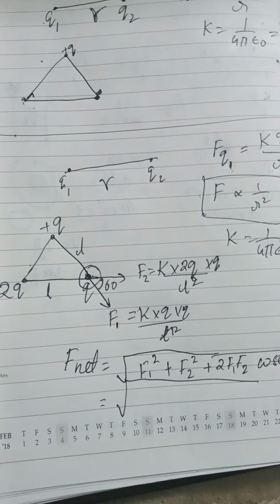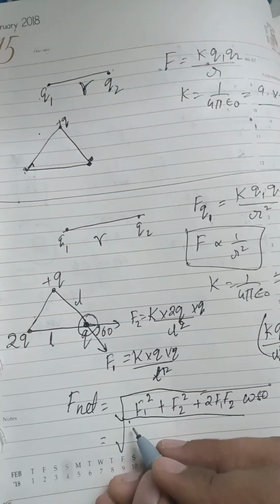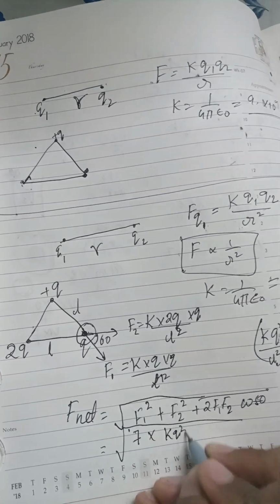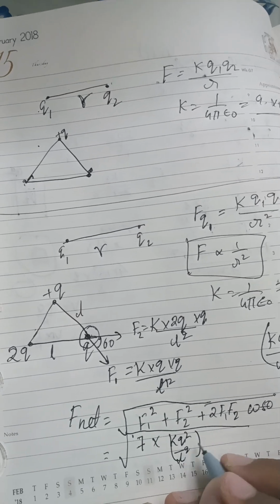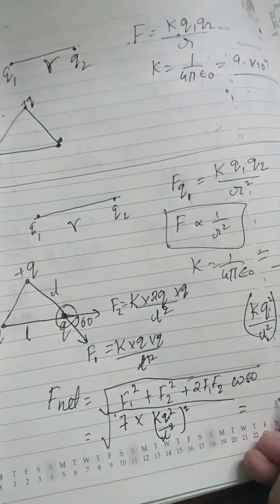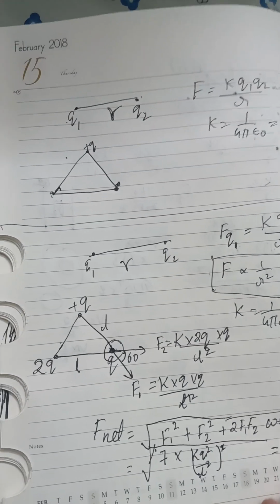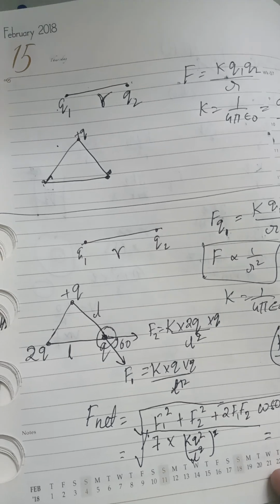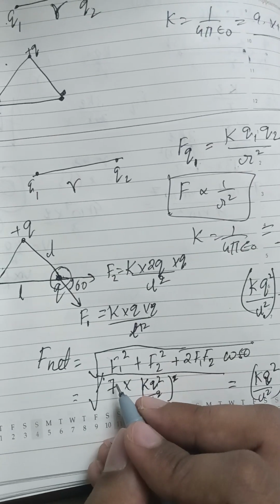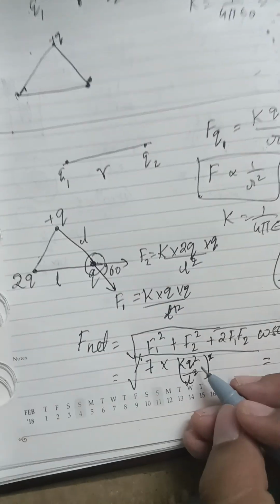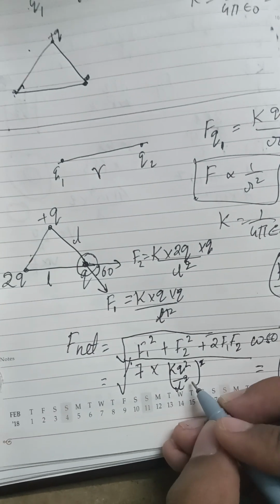Wait 2 minutes, I'll solve it and come back. So after calculating, I got root 7 into k q square by l square, the whole square. Now this root and square cancel, so k q square by l square into root 7. Why root 7? Root will be cancelled only if it is 7 square, but it is only like k q square whole square, not the whole thing. So root 7 comes.